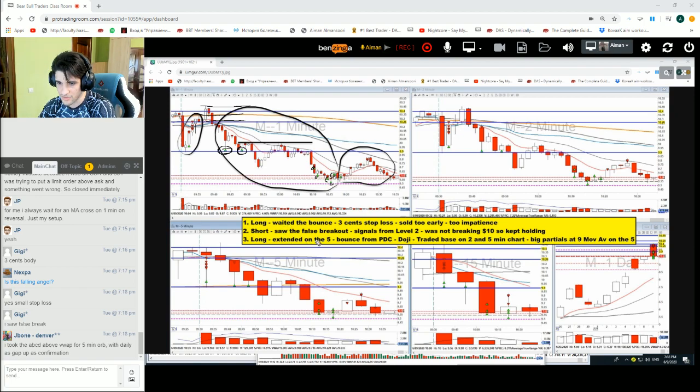Third trade, long, extended from the 9 moving average on the 5-minute chart, bounced from the previous day close, doji. You traded based on the 2-minute chart and the 5-minute chart, and you took partials all the way to the 9 on the 5.